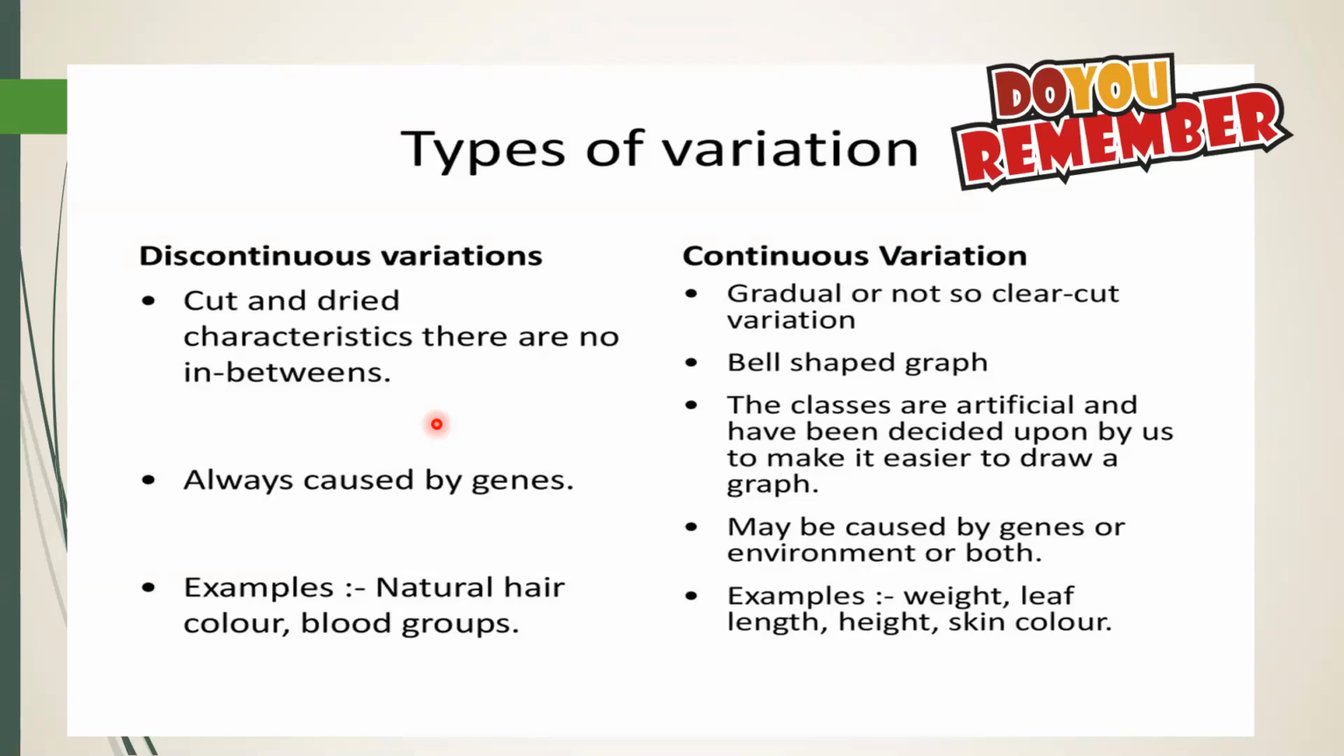What about the discontinuous variation? It is always caused by genes. This is what is called genetical. These are the genetical traits that you adopted from your parents or from your forefathers. But the continuous variations are artificial and they have been decided upon by us to make it easier to draw a graph. Also, it may be caused by genes or environment or both.